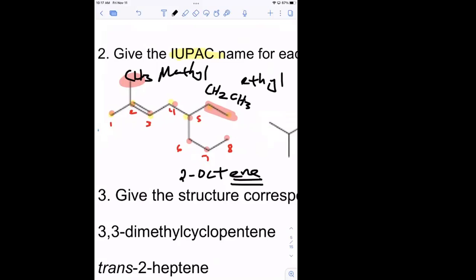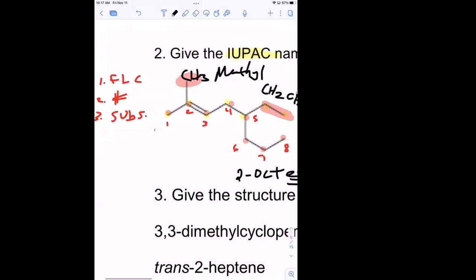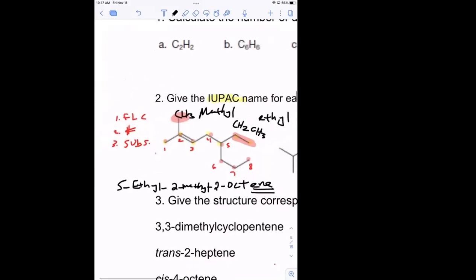What's the location of the methyl group? What's the address? What's the number of the carbon where the methyl group is? Is that carbon 2? What's the number of the carbon where the ethyl group is attached? 5. Right? When you list the substituents, they're in alphabetical order, regardless of what number is in front of them. So this is going to be 5-ethyl. That should be capitalized. 2-methyl, 2-octene. That's the name of that compound.